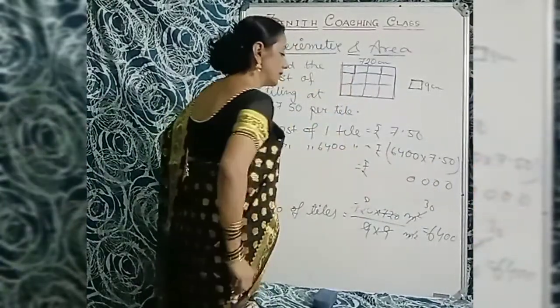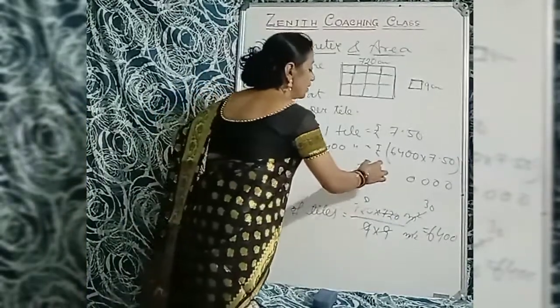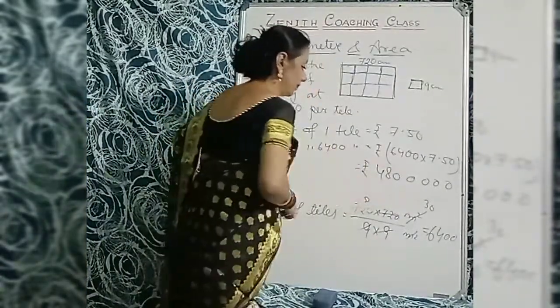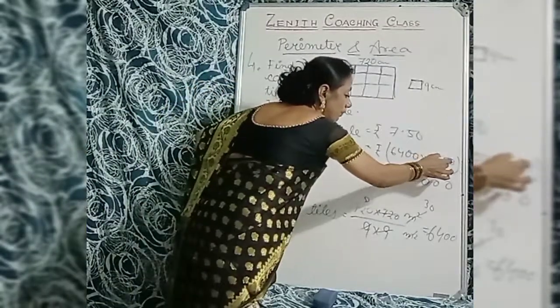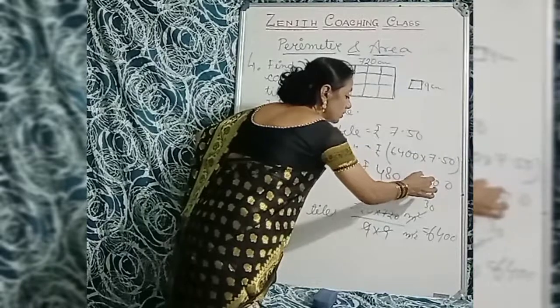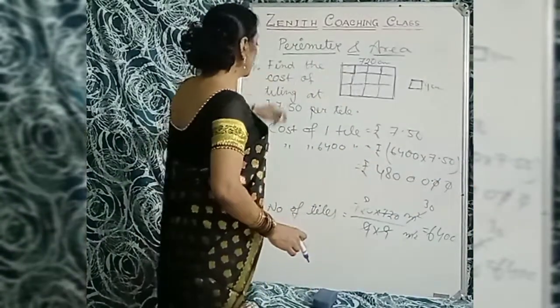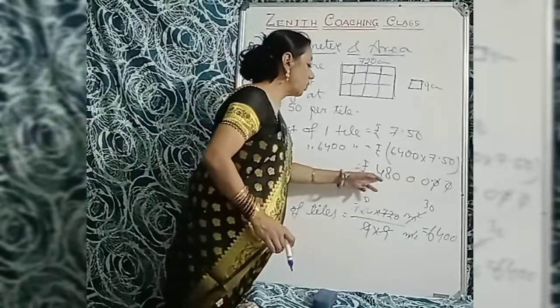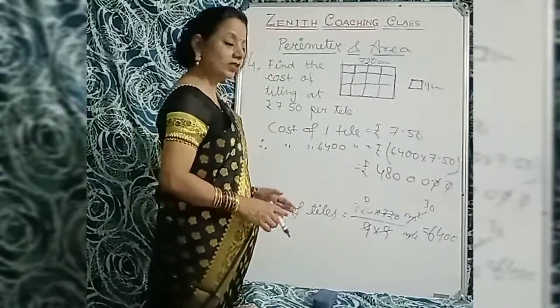75 multiplied by 6, that is 450. 450 and 30. So 480. So 480. Okay. So there is a decimal point before 2. That is here is also 2. So cut here. So what is the cost? So cost is rupees 48,000. Okay, that is the total cost of tiling.